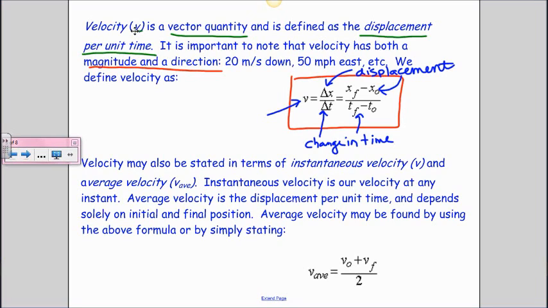It does not matter how fast or slow you were going in between and how much your velocity changed. So average velocity can be found using this formula. This formula is average velocity because it is the displacement over a given time. It does not take into account how much your velocity changed in between your starting and ending points. Or you can take a mathematical average: you take the initial velocity plus your final velocity and divide by 2.